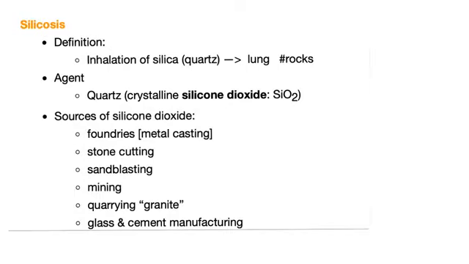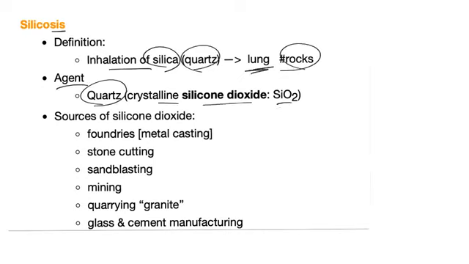Next, silicosis. Again, it's osis, so it's restrictive lung disease. You inhale silica, which is quartz, which is rocks, into your lungs. Agent is crystalline quartz, silicon dioxide, or SiO2. Sources of silicon dioxide: by the way, silicon is like the sand, and then we make lots of stuff from sand.